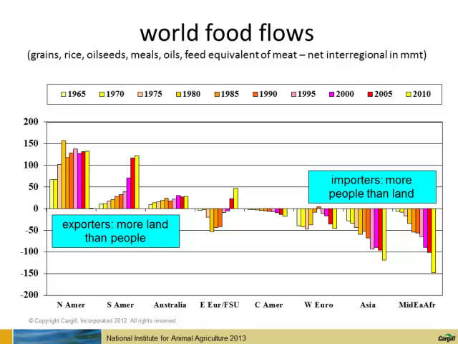Another key driving change has been global trade in food. I've always found this chart pretty fascinating. It takes a second to figure out what you're looking at. On the left-hand side of the chart are exporters of food. Those are areas of the world, North America is on the left, that basically have more land than people. We have a lot of land, we can grow a lot of food. What you see, North America, from 1965 to 2010, is steadily exporting more food over time. South America, steadily exporting more food over time.